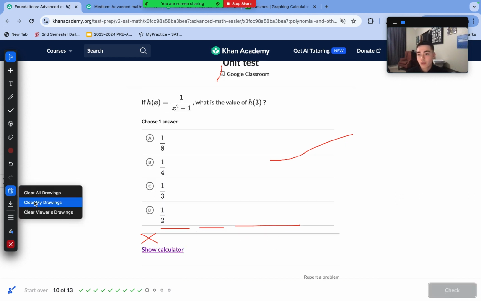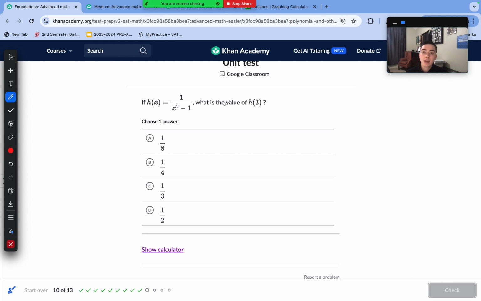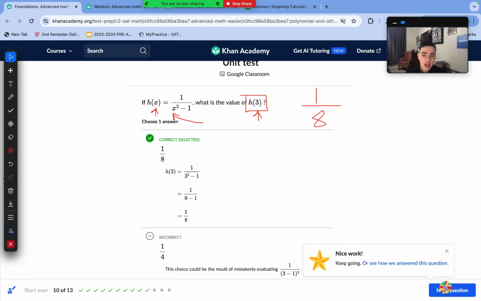If h of x equals this, what is h of 3? We need to understand that h of 3, the 3 is taking the place of the x. So that means any place where there's x in our expression, we're going to substitute that out for 3. So instead of x squared, it's 3 squared. 3 squared is 9. 9 minus 1 is 8. So we're left with 1 over 8 is our answer, or answer choice A.